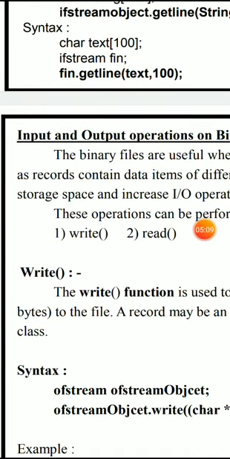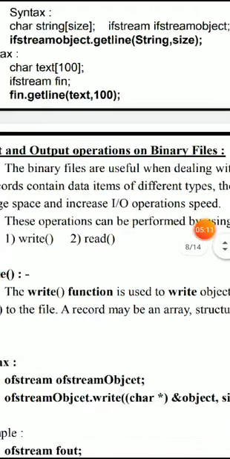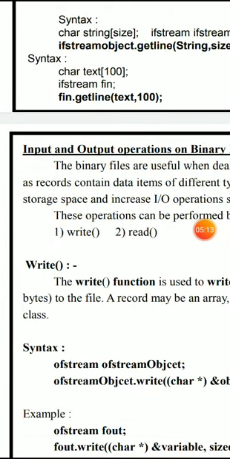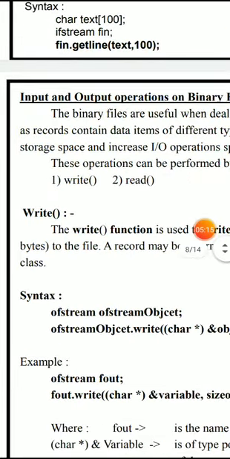Next is input and output operation on binary files. Generally we have two types of files. One is text file, another is binary file. A binary file is nothing but a file which retains the information in its original format, that is, in the form of zeros and ones within a computer's memory.